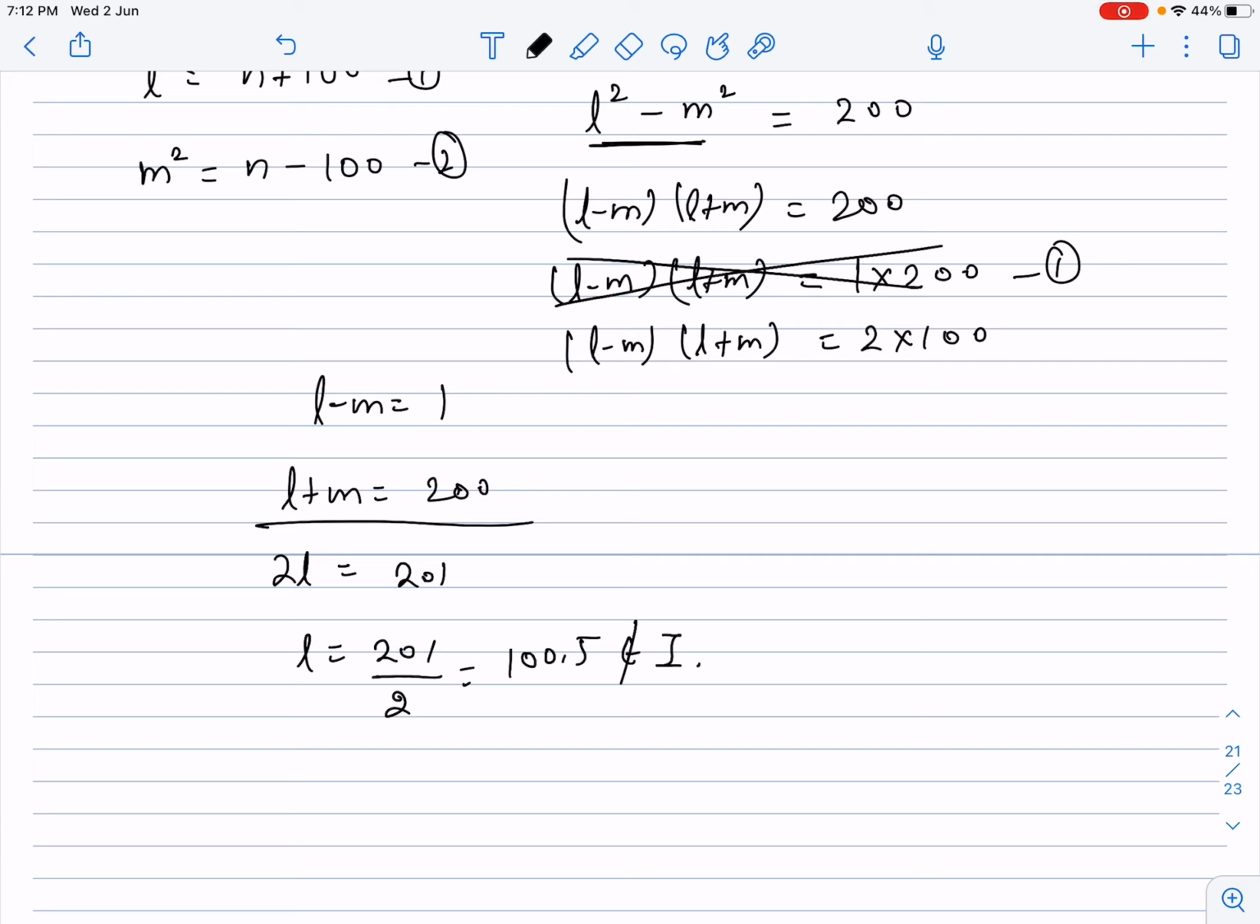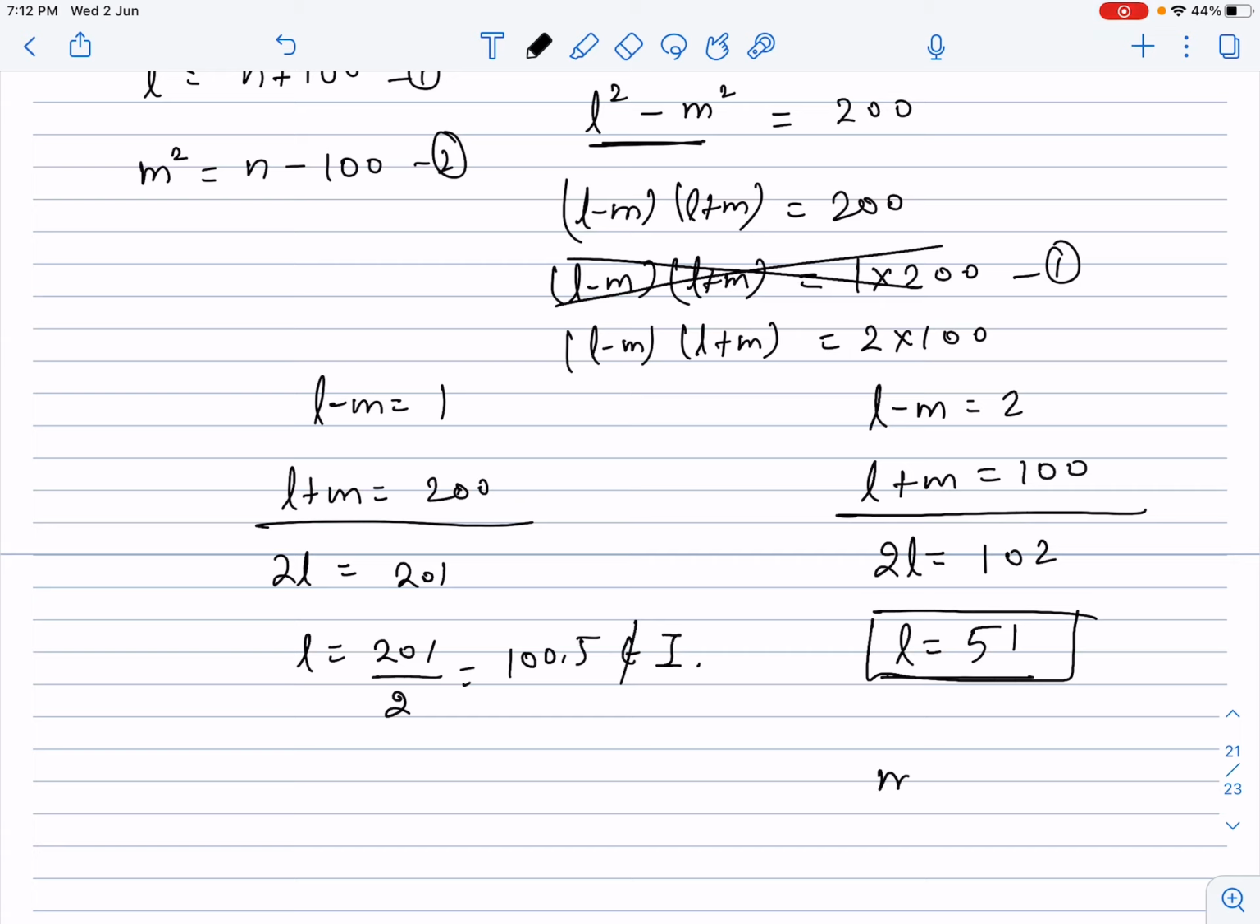So sir, what will we be assuming? L minus m I'll assume as 2 over here, and L plus m I'll assume as 100. So then what would be achieved? 2L as 102, guys. It is not 202, it is 102, and 102 divided by 2 gives 51, which will be the value of L, and the value of m is equal to 49.